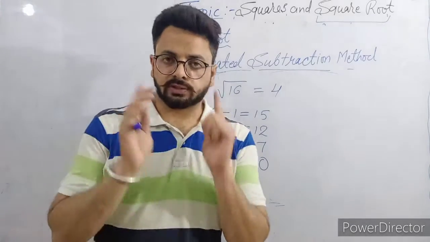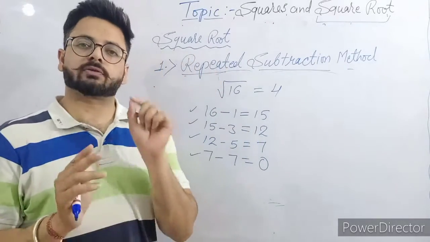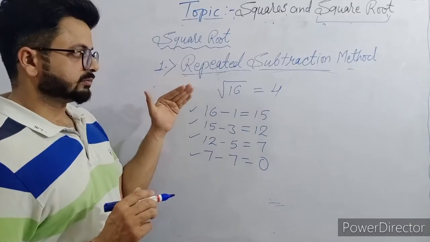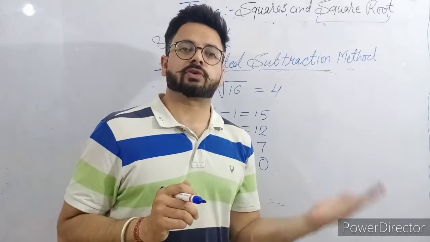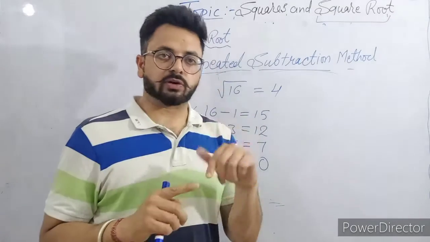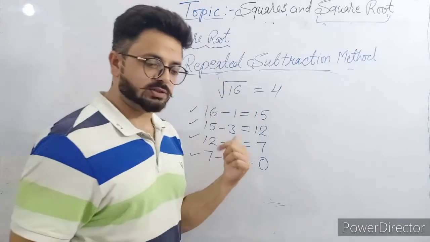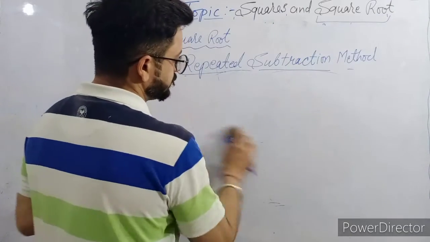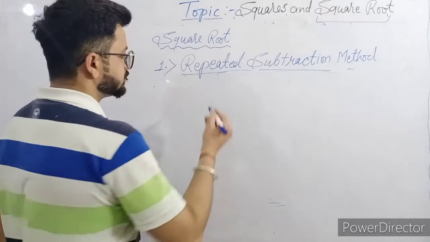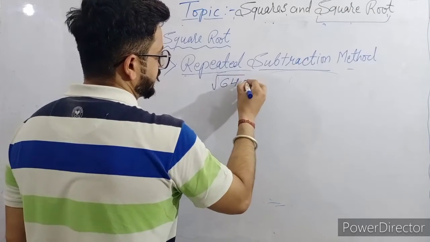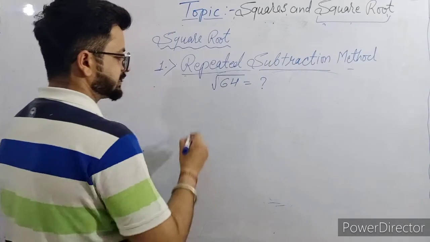Again I am telling you this method is only for perfect square numbers, not for numbers which are not perfect squares. Which numbers are perfect squares, we have already discussed in the starting section of this chapter. Now one more example I am taking. Like 64. I need to calculate the square root of 64.